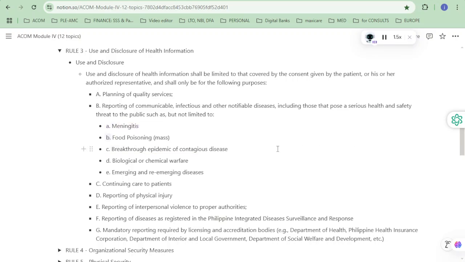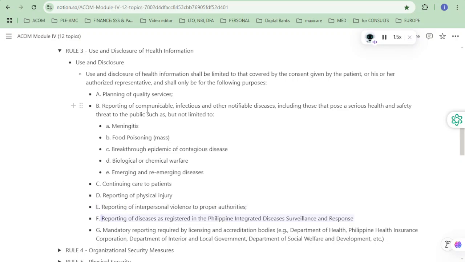A. Meningitis. B. Food poisoning, mass. C. Breakthrough epidemic of contagious disease. D. Biological or chemical warfare. E. Emerging and re-emerging diseases. C. Continuing care to patients. D. Reporting of physical injury. E. Reporting of interpersonal violence to proper authorities.